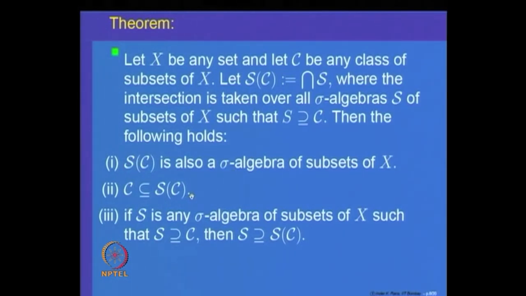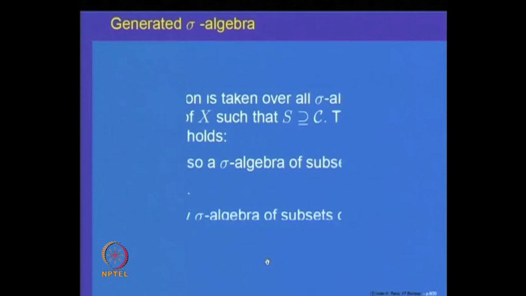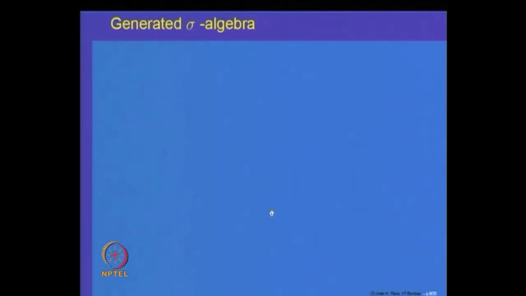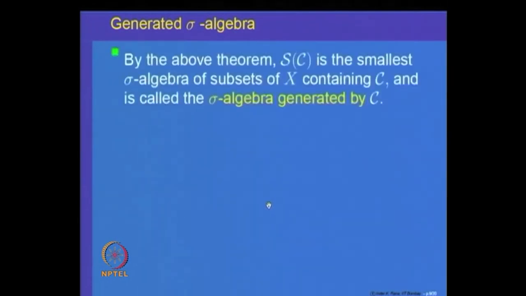C is inside S of C, and if S is any other sigma algebra of subsets which includes C, then S of C must be inside S, because S of C is the intersection of all of them, and the intersection is inside every element. So what we have shown is that given a collection C of subsets of a set X, which may not be an algebra, we can put it inside a sigma algebra of subsets of X denoted by S of C, and such a thing exists because of this construction. Such a thing is called the sigma algebra generated by the class C.